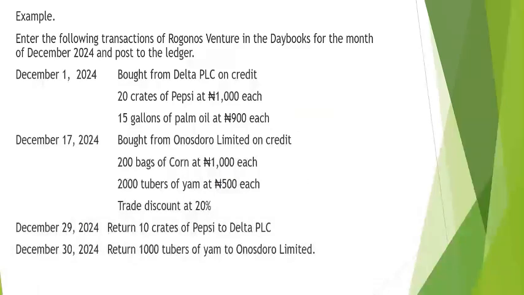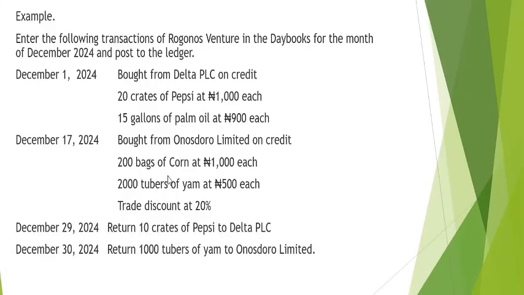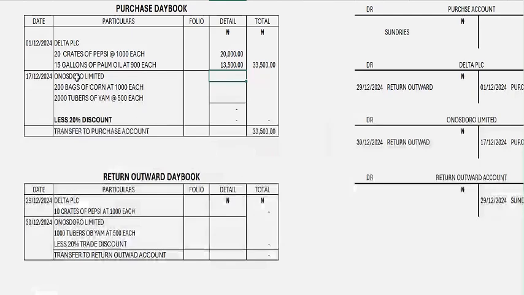The next transaction here is bought from Zoro Limited on credit. So please take note, these ones are going to purchase day book because we bought on credit. On the 17th of December, on Zoro Limited, we bought 200 bags of corn at 1,000 each. 200 times 1,000 will give us 200,000.